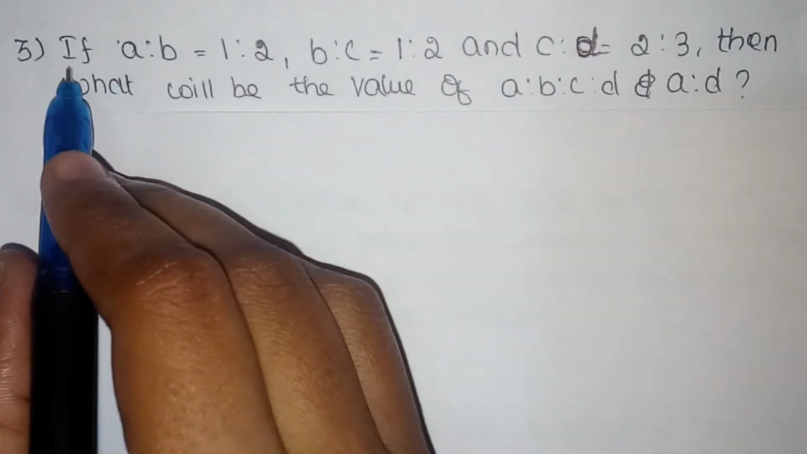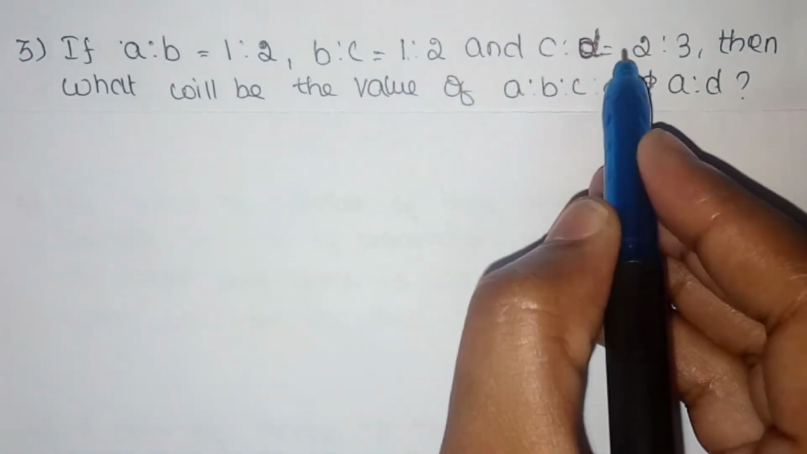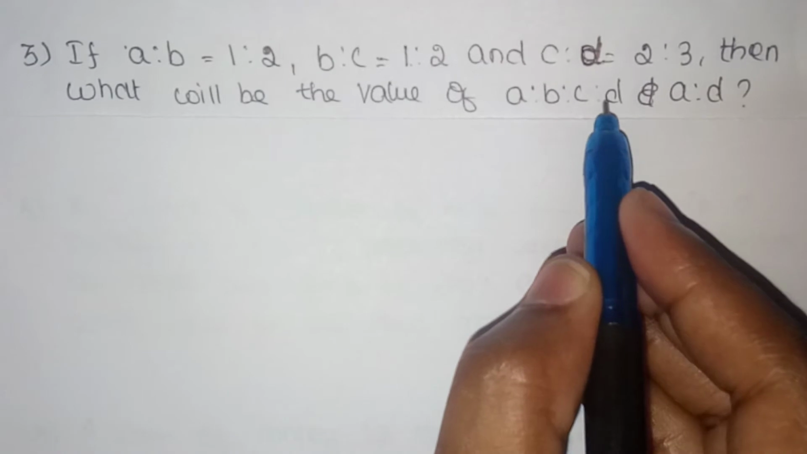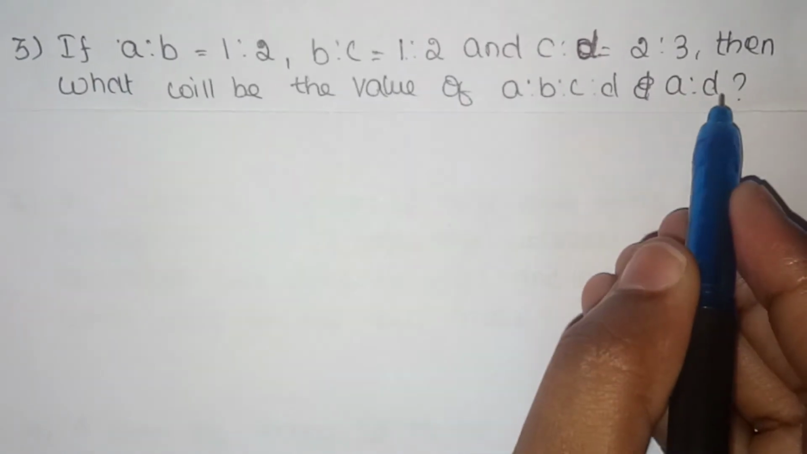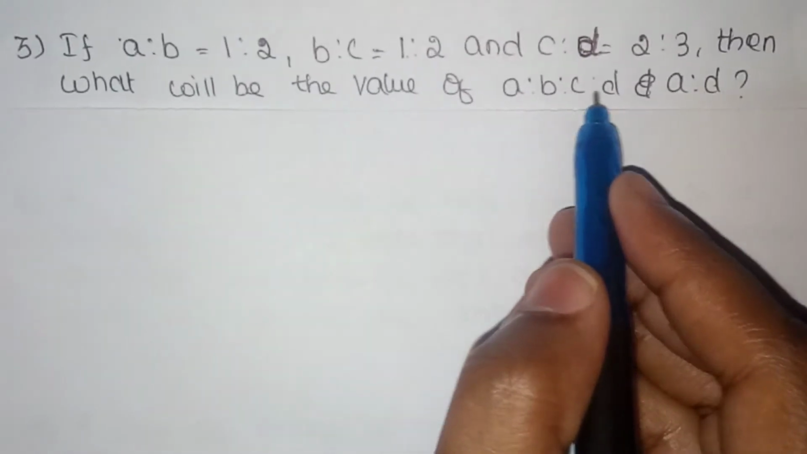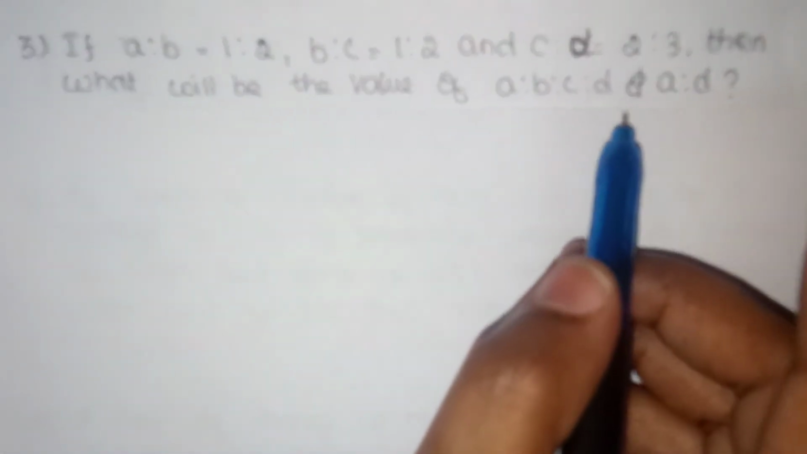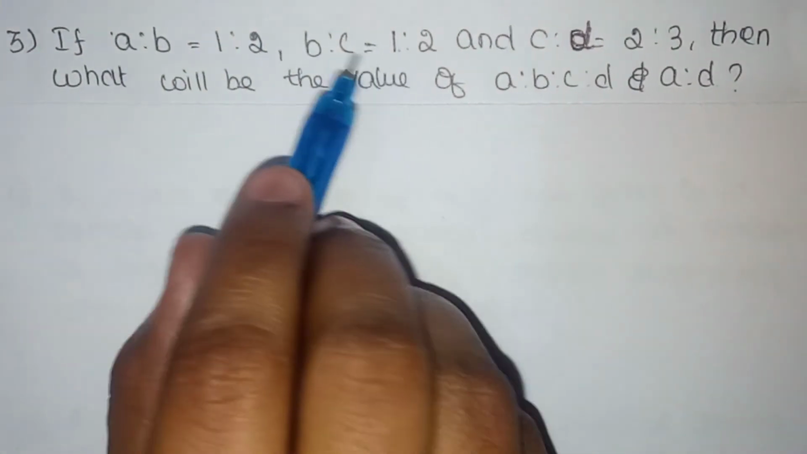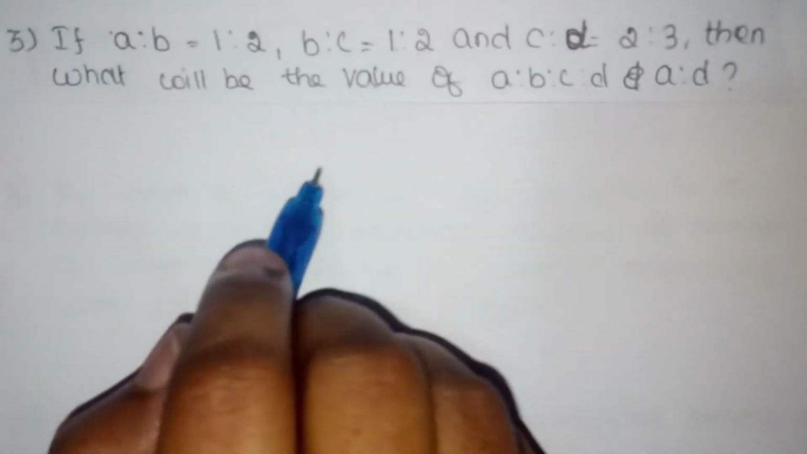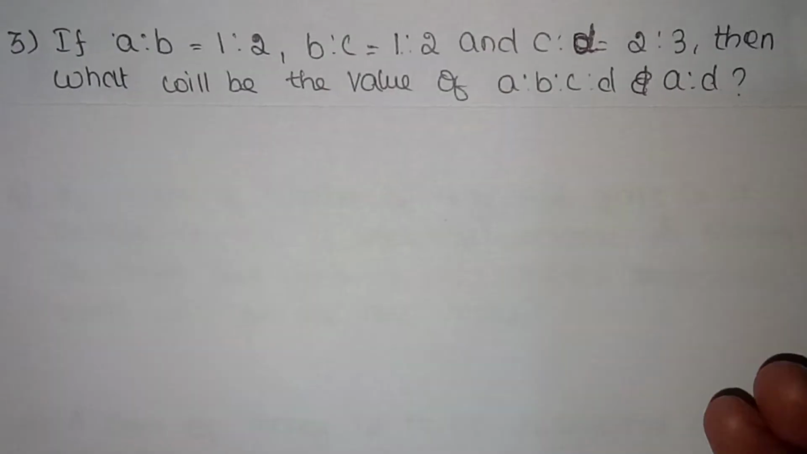The problem here is: if A is to B is 1 is to 2 and B is to C is 1 is to 2 and C is to D is 2 is to 3, then what will be the value of A is to B is to C is to D and A is to D? To find A is to D, first we have to find A is to B is to C is to D. Here we have to combine three ratios to form a single ratio. The procedure is the same. First we combine the first two ratios to form a single ratio, and next combine that single ratio with the third ratio to form a single ratio again.